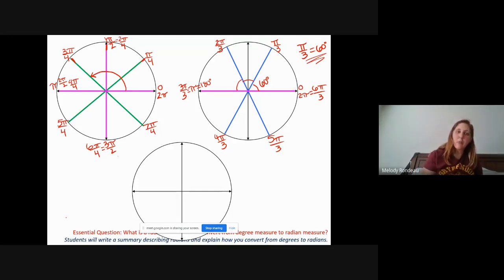So I want to actually go back to my previous one where we were drawing pi over 4 angles, where I divided my pi into 4 pieces. And I want to ask, what does that equal in degrees? So if I take pi, or 180, and divide it into 4 sections, what does that equal? Go ahead and answer that in the chat.